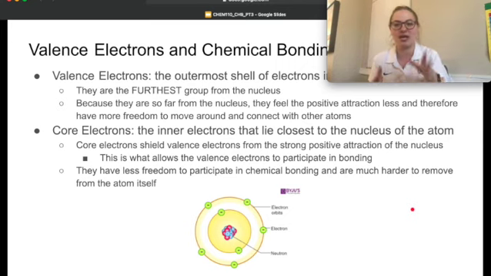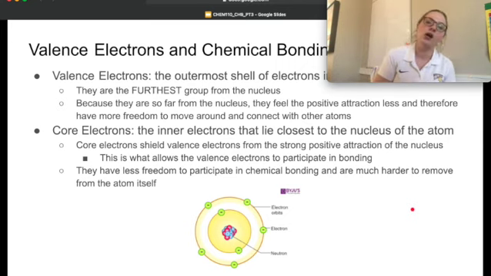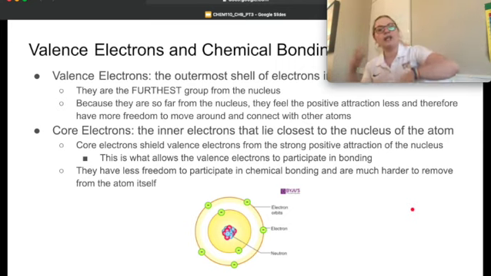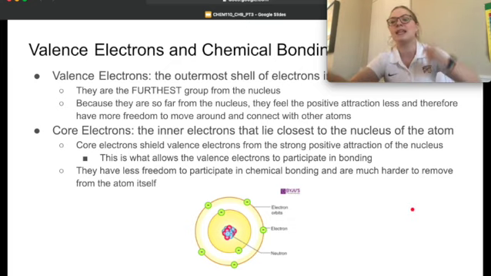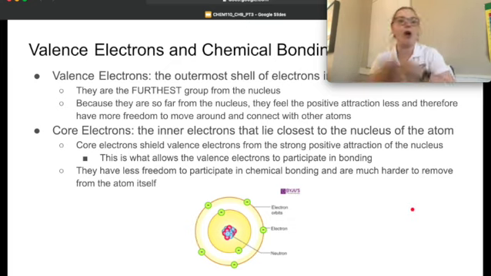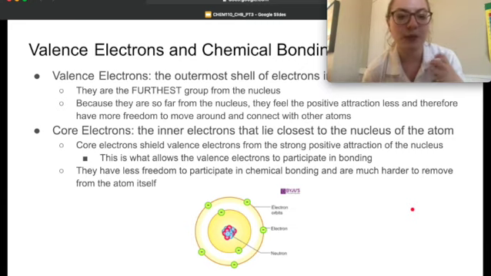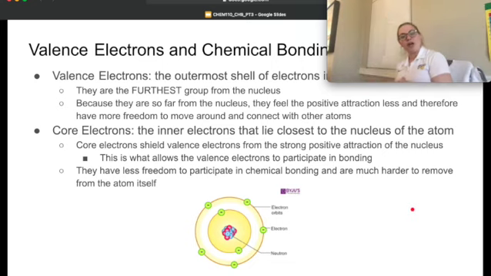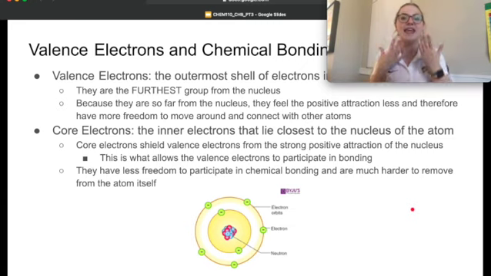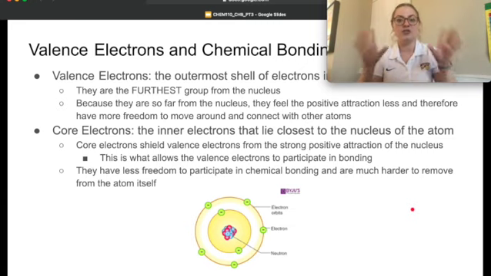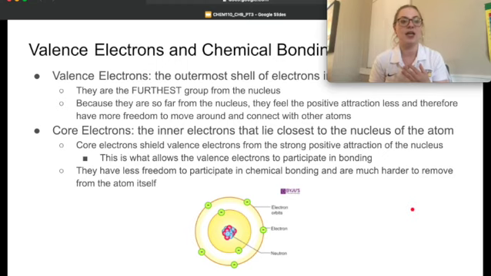So what does this mean? What the heck am I talking about? Well, we can start to separate out these electrons into two groups, and that helps us determine how they can actually participate in chemistry. The outermost shell of electrons, those very ones on the edge, are called valence electrons. So valence electrons are the furthest group from the nucleus.